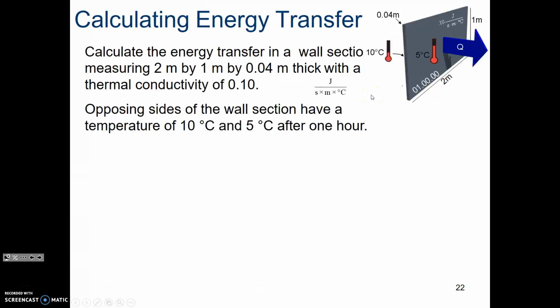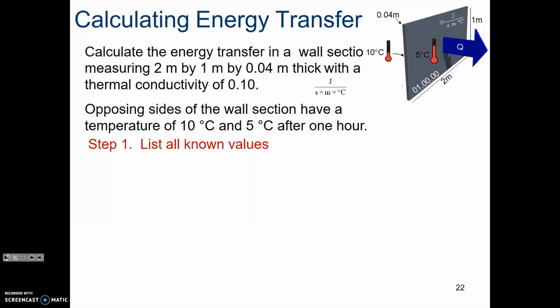So let's look at a question. Calculate the energy transfer in a wall if the wall section measuring 2 meters by 1 meter by 0.04 meters thick with a thermal conductivity of 0.1. Opposing sides of the wall section have a temperature of 10 and 5 after 1 hour.